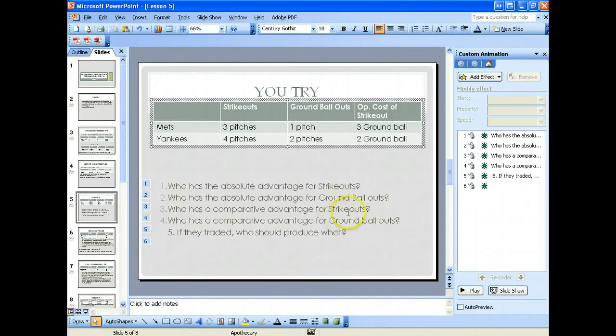Answering question 3. And since the Yankees have the comparative advantage in strikeouts, we know that the Mets, for number 4, must have the comparative advantage in ground ball outs. And then number 5, if they traded, the Yankees should produce strikeouts, the Mets should produce ground ball outs.